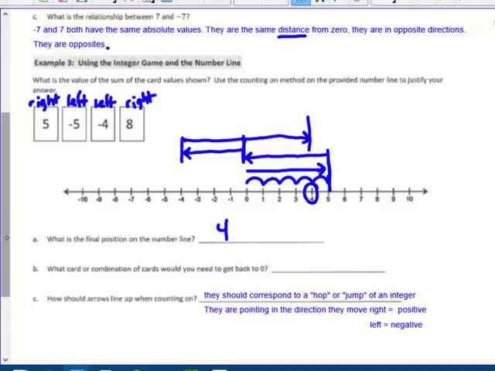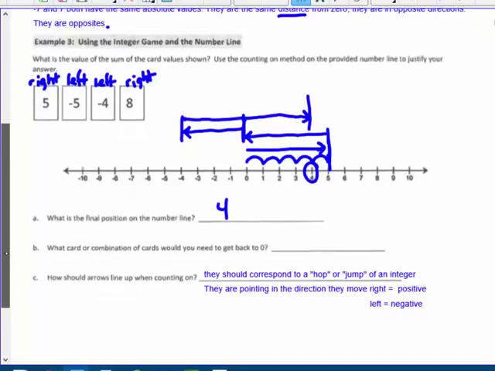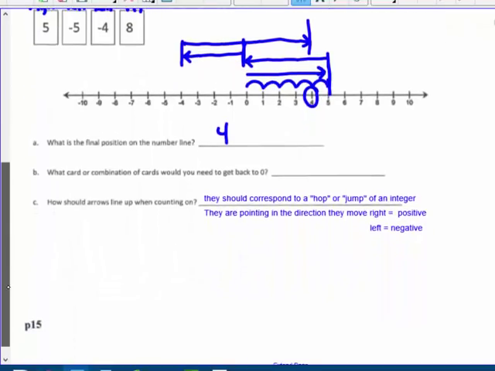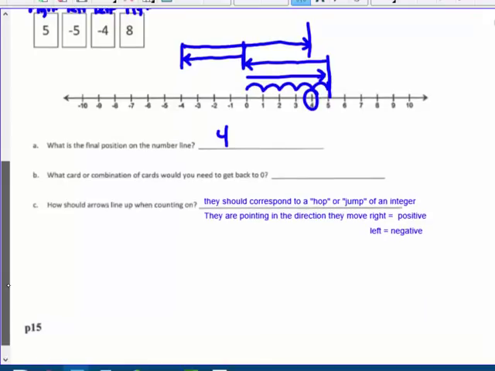So I'm at +4. What card or combinations of cards would you need to get back to 0? In the integer card game, you always want the sum of the cards in your hand to be as close to 0 as possible. So if I'm at 4 right now with these cards, if I added the value of those cards up, 5 and -5, -4 and 8, I get a +4.